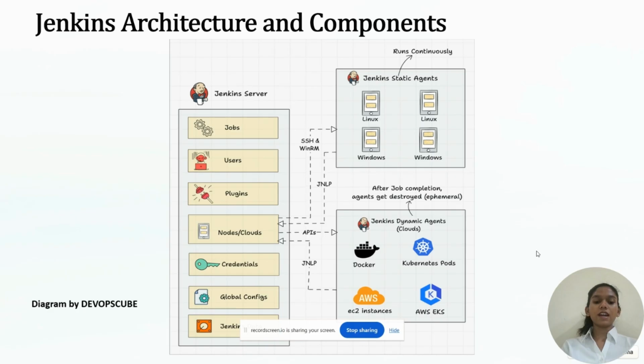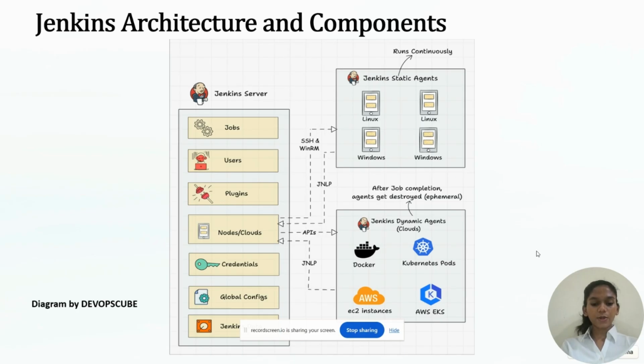Jenkins architecture and its components. Now, let's talk about the architecture. This diagram shows the architecture of Jenkins. At the center is the Jenkins server, which manages everything: jobs, users, plugins, credentials, and configurations. It delegates work to agents, which are responsible for running jobs. Agents are of two types: static and dynamic.